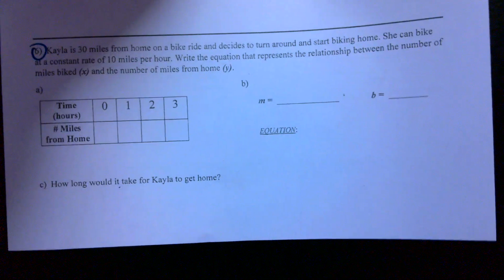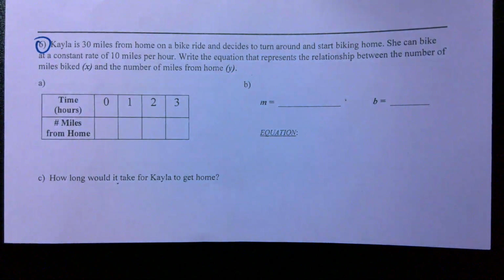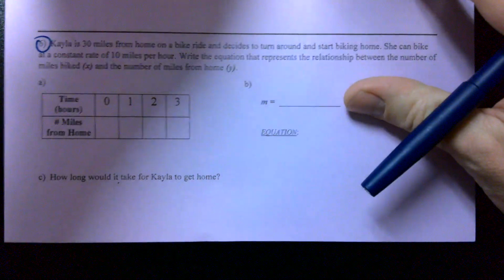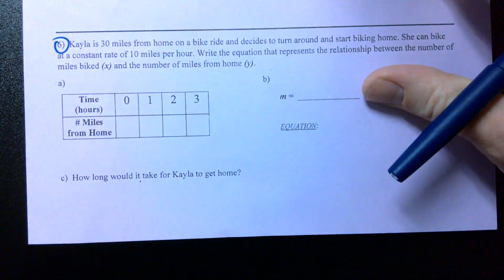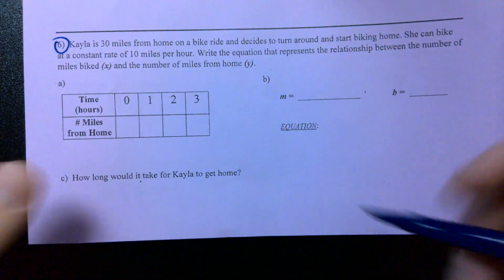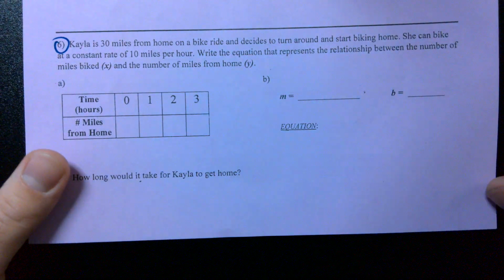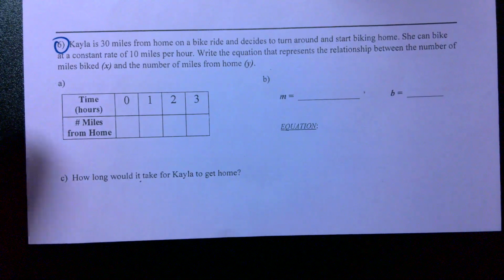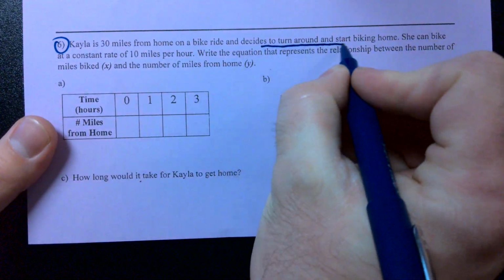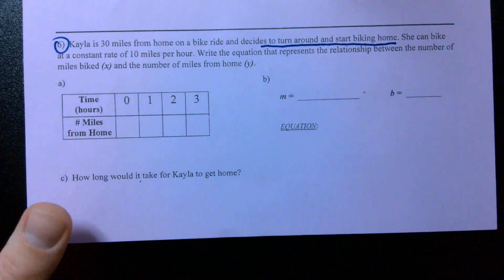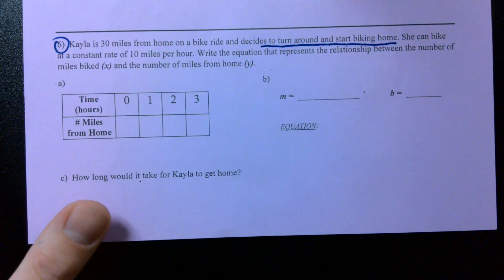There's some language in here that we have to be paying super close attention to. Like I said, if I don't understand the context of the word problem, I'm not going to understand the math of that word problem. Kayla is 30 miles from home on a bike ride and decides to turn around and start biking home. She can bike at a constant rate of 10 miles per hour.